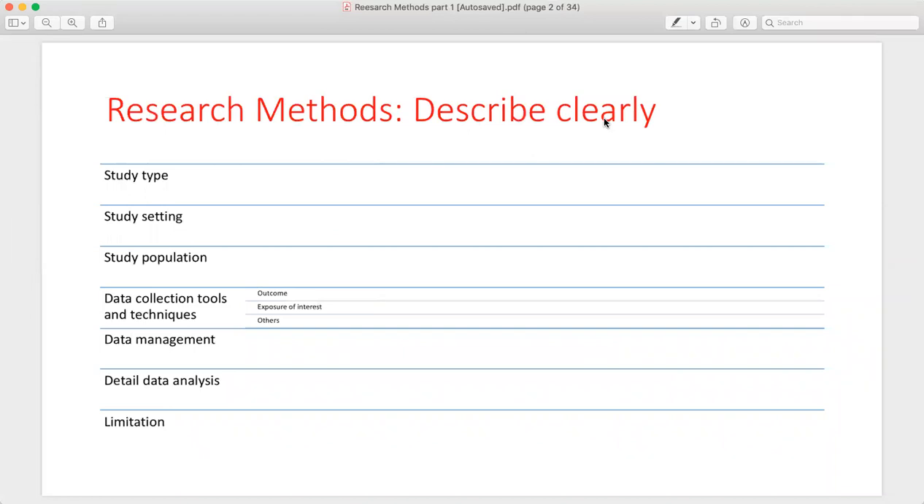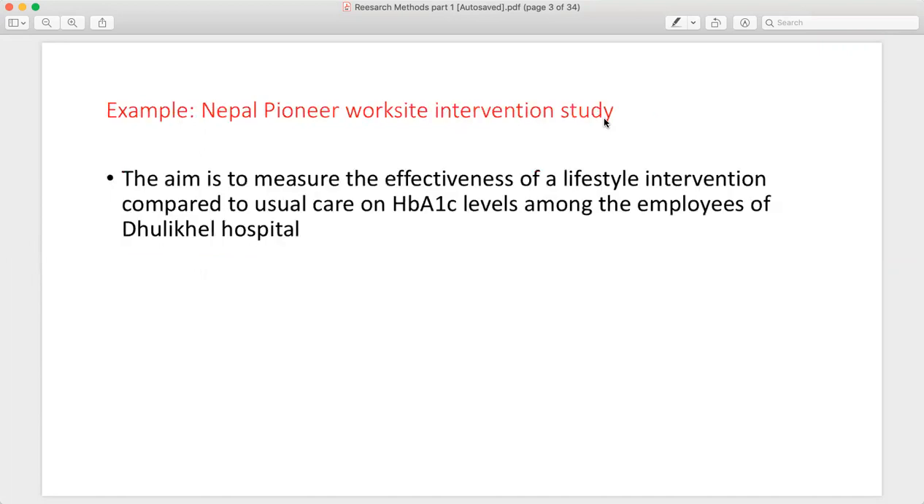So research methods, generally we will cover study type, study setting, study population, data collection tools and techniques, data management, detail of data analysis and limitation. And we will describe each of these components very clearly in the proposal.